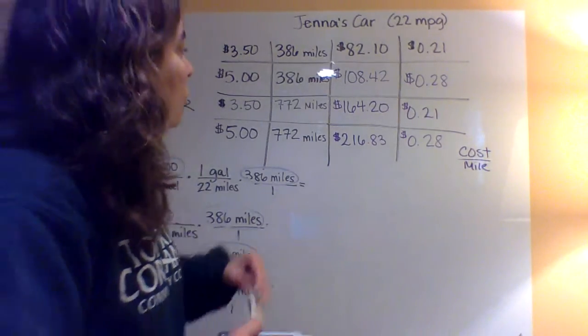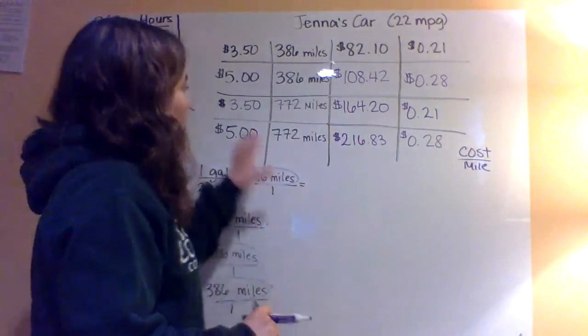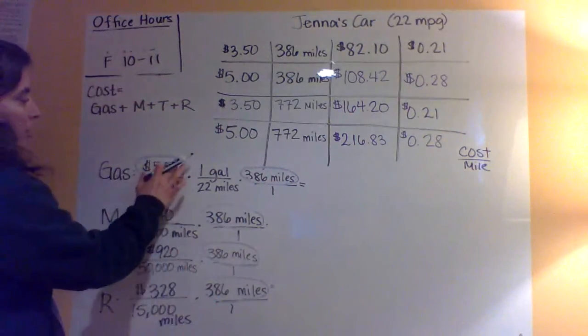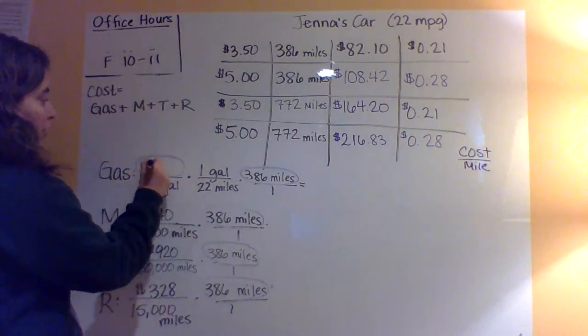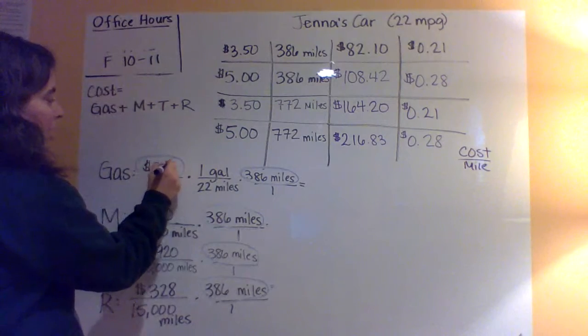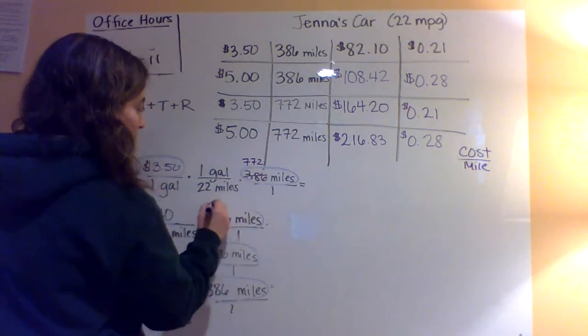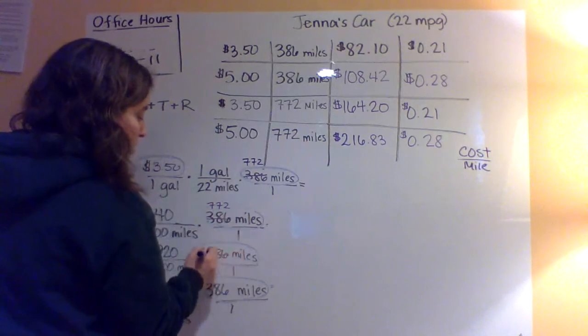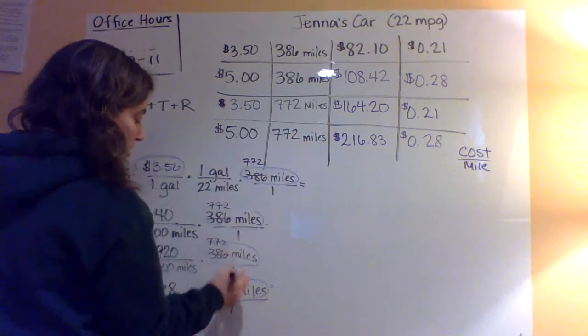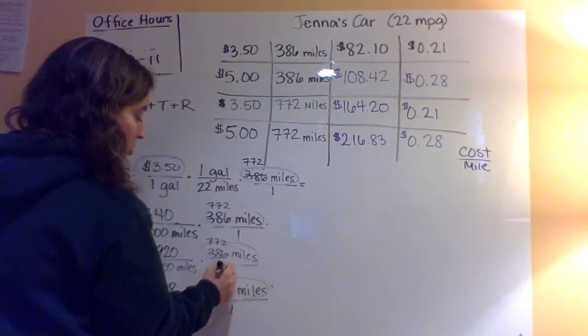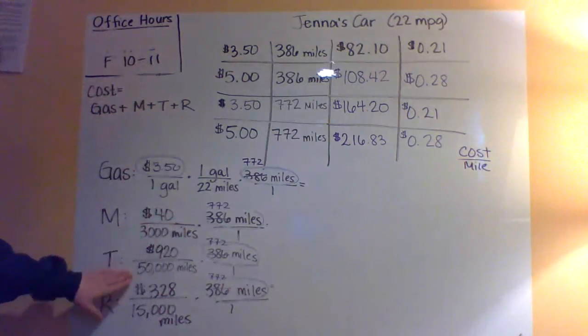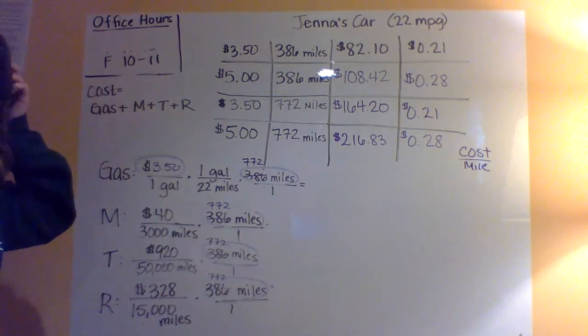Okay, so in the third row, you would have wanted to change this to 350 per gallon and also change all of these to 772 miles. The mileage does make a difference with the tires, repairs, and maintenance because it's getting you closer and closer to whatever that threshold is where you need to spend that money.